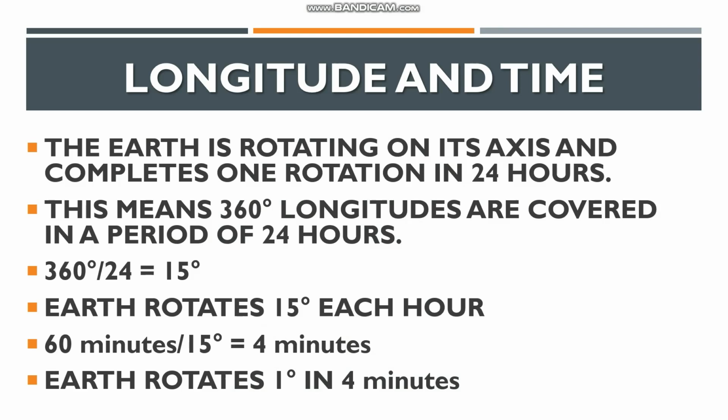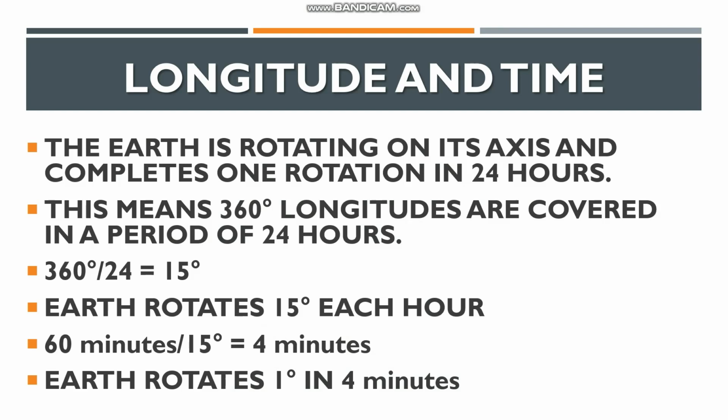Now let's see here. 360 degrees divided by 24 hours equals 15 degrees, which means the Earth rotates 15 degrees each hour. And 1 hour is equal to 60 minutes. If you divide 60 minutes by 15 degrees, we get 4 minutes. It shows that the Earth rotates 1 degree in 4 minutes. Do you all understand now? Yes, do you all understand?